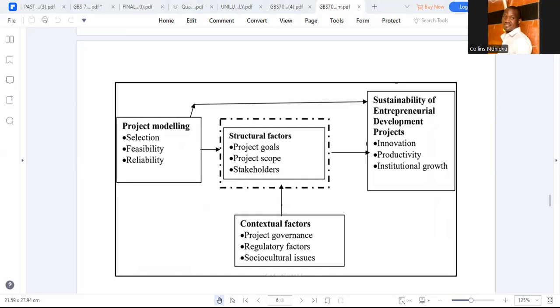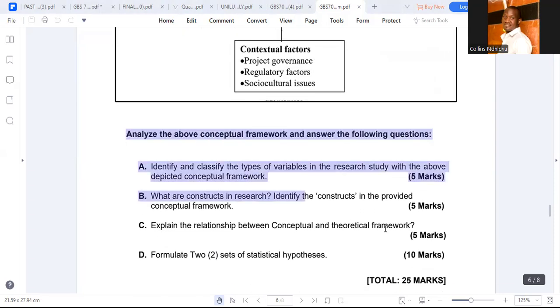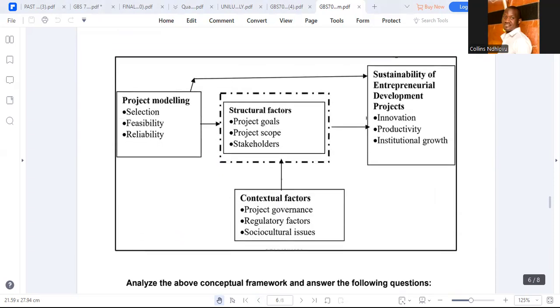So these are factors put together, right? Now, based on that, we can look at these questions here. Let us classify the types of variables in the research depicted above. Which variables can we identify in the research above? We have the independent variables. These are the factors that influence or impact the other variables. So which ones are our independent variables in this case?